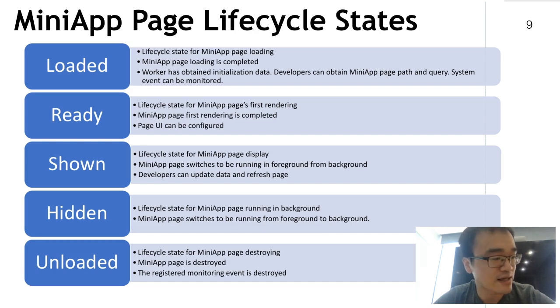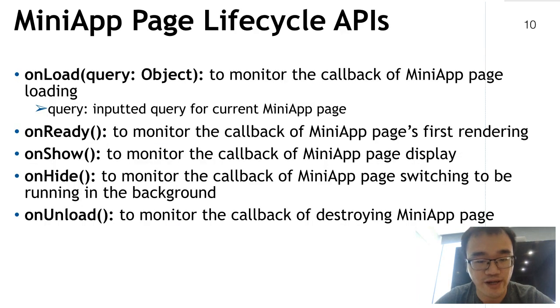And the fourth one is hidden. It is the lifecycle state for the MiniApp page running in the background. The MiniApp page will enter this state once the page switches from running in the foreground to the background. And the last state is unloaded. It is the lifecycle state for the MiniApp page being destroyed. And the MiniApp page will enter this state once the page is destroyed. And at this moment, the registered monitoring events are destroyed too.